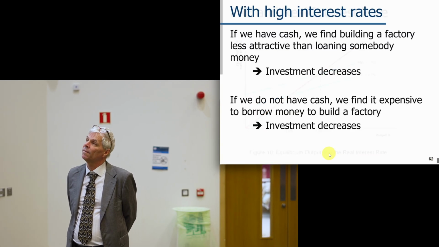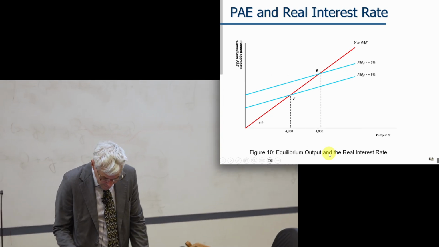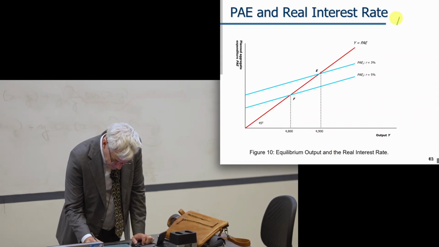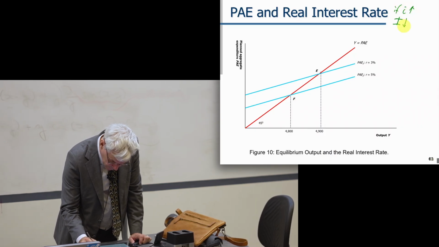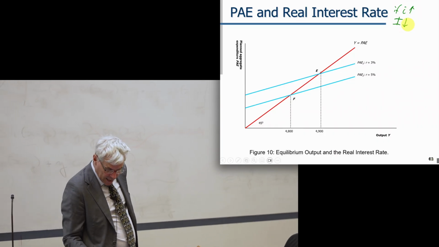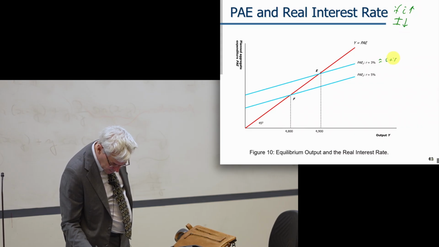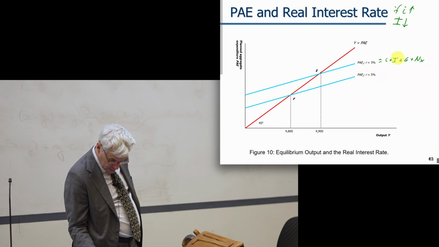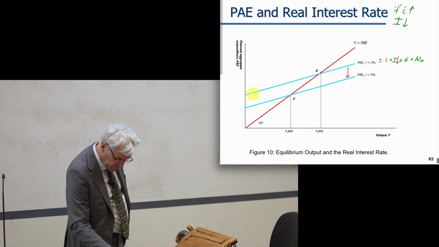So we've said that if the interest rate goes up, investment goes down, right? And if we think about planned aggregate expenditure, it's what? C plus I plus G plus net exports. So if the interest rate goes from 3% to 5%, this bit here is going to fall. Investment is going to fall. And so this whole curve is going to shift downward.